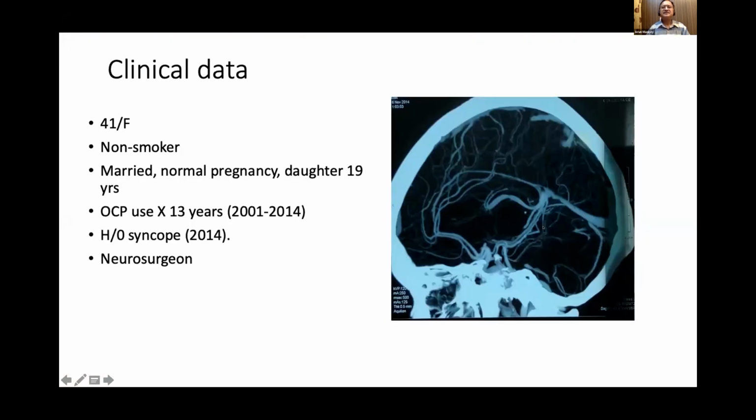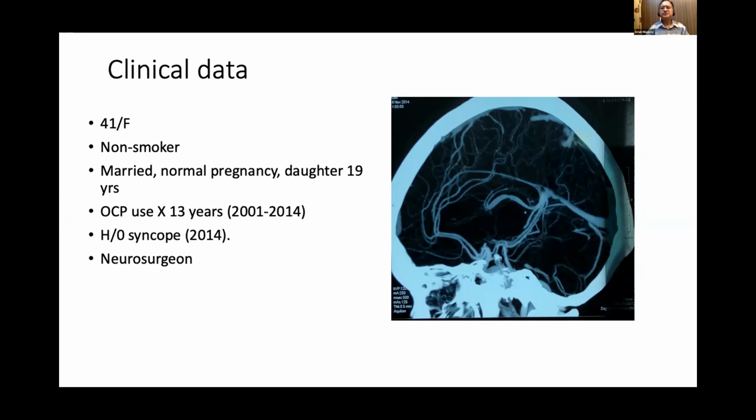So this is a 41-year-old woman. She's a non-smoker. She's married, had a normal, uncomplicated pregnancy, and she has a daughter who is now 19 years old. She had oral contraceptives for 13 years, from 2001 to 2014. I'll just go back to her history a little bit.